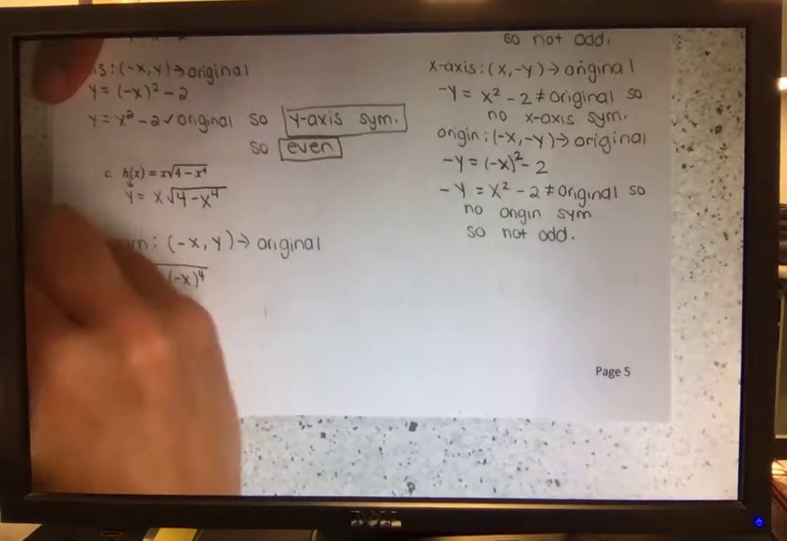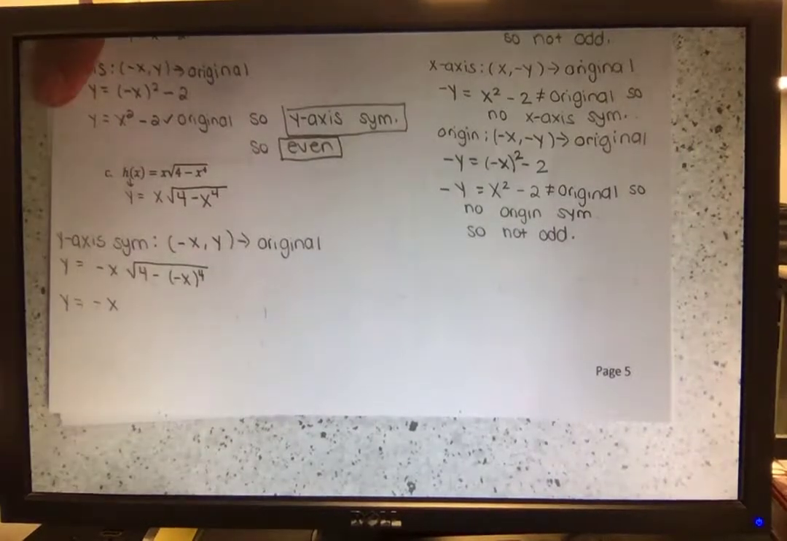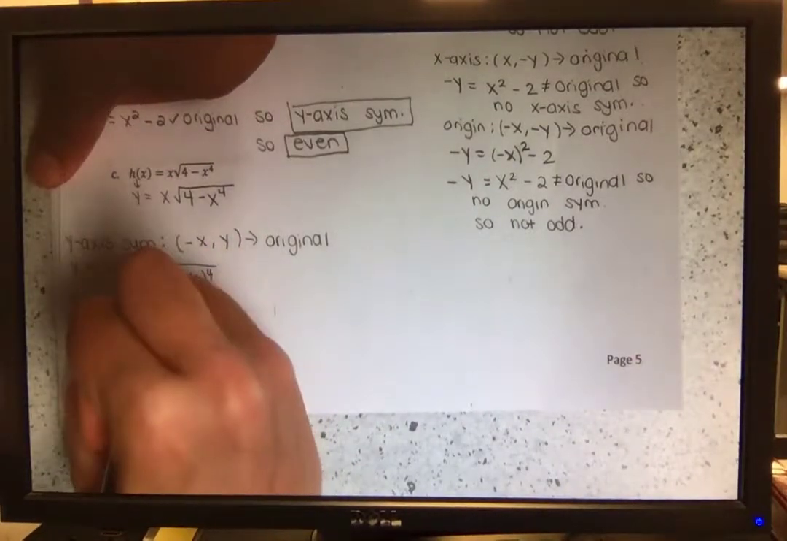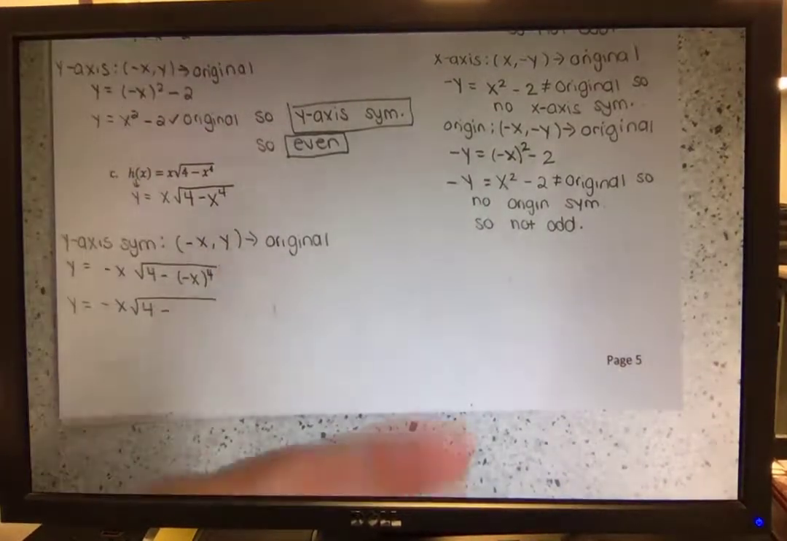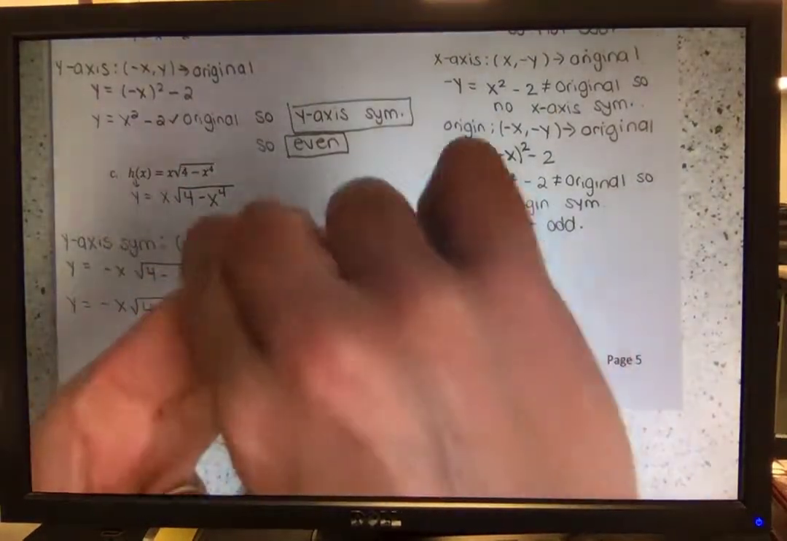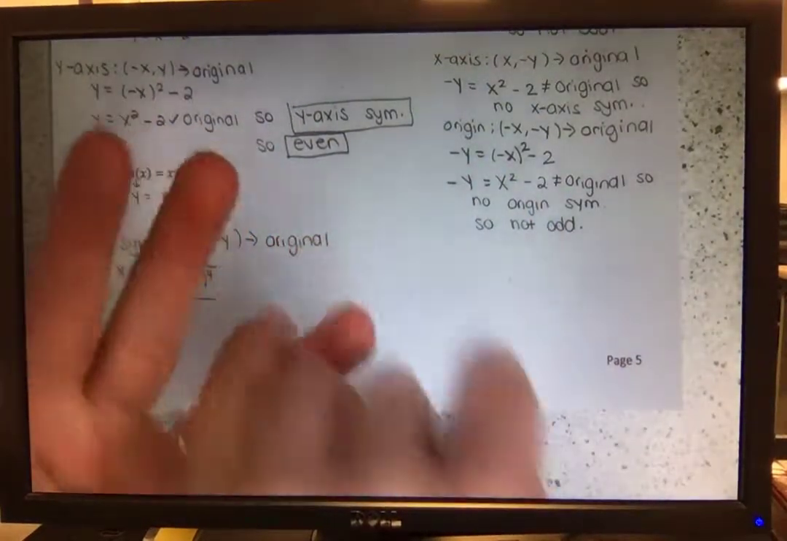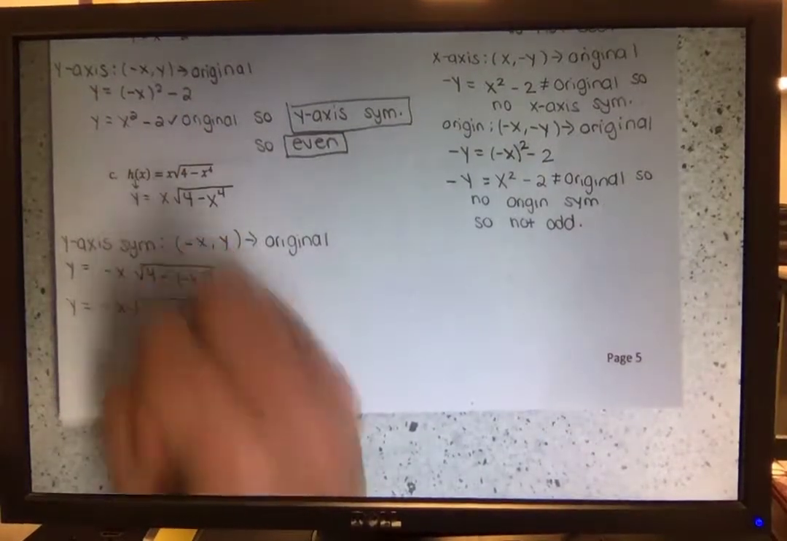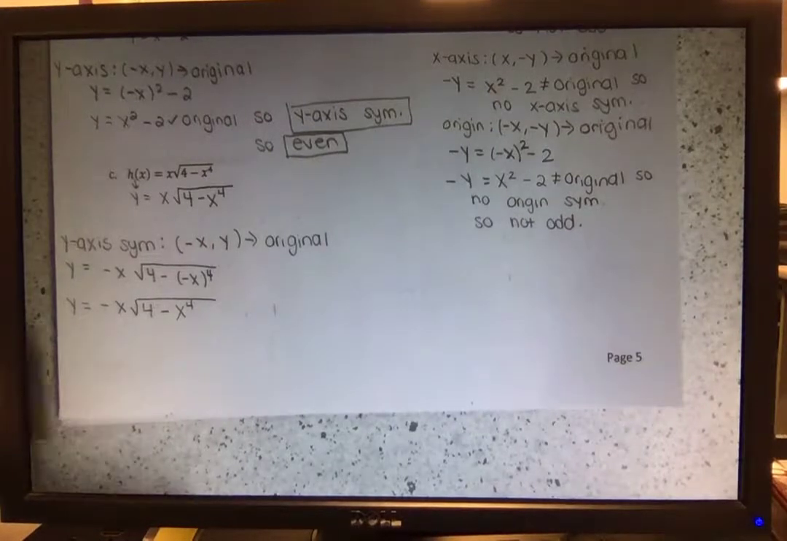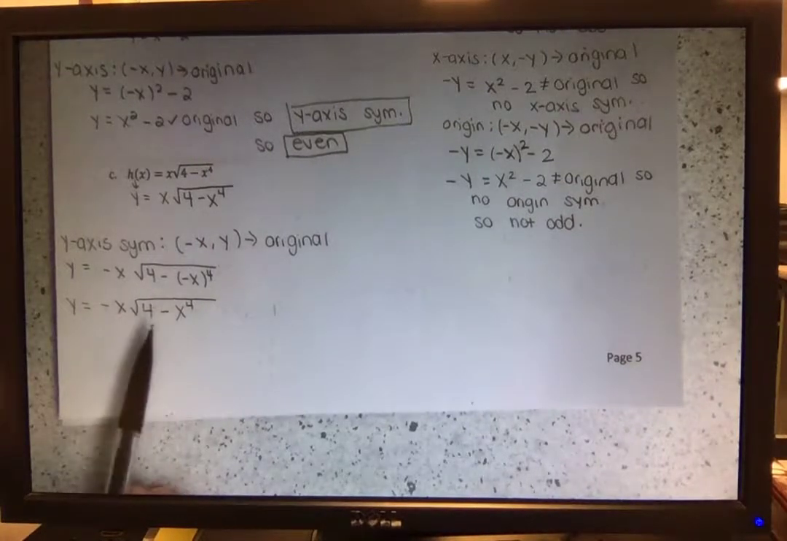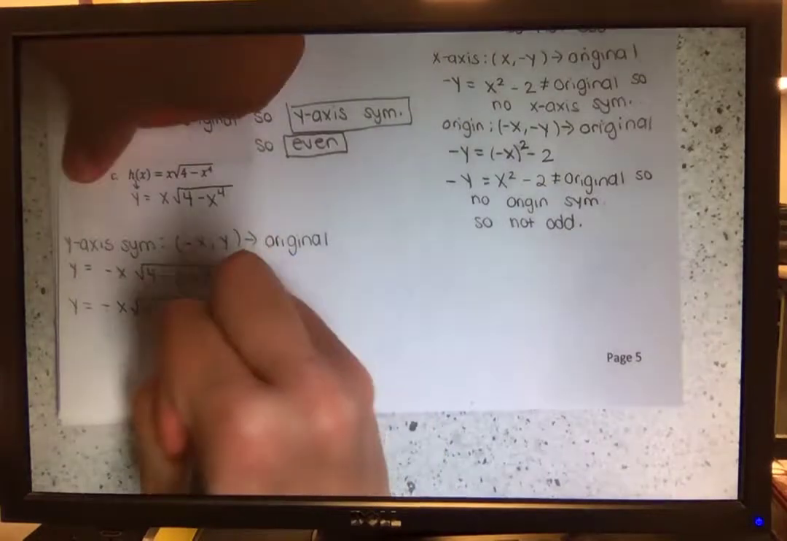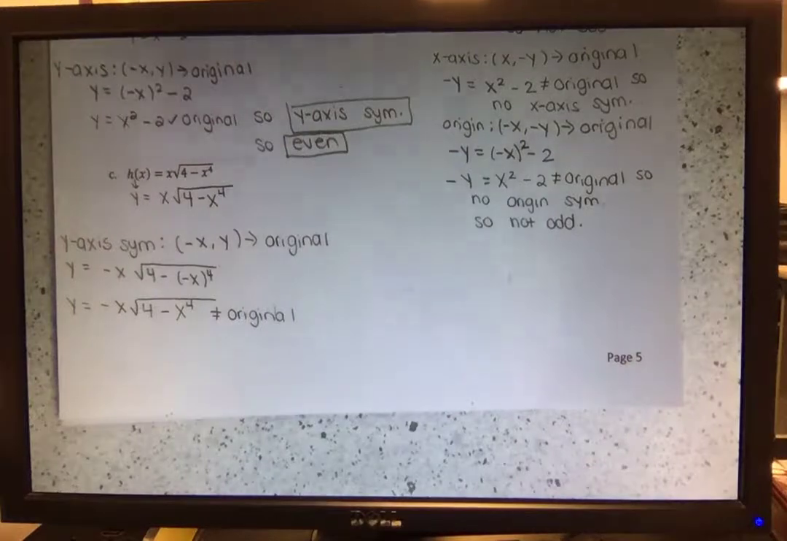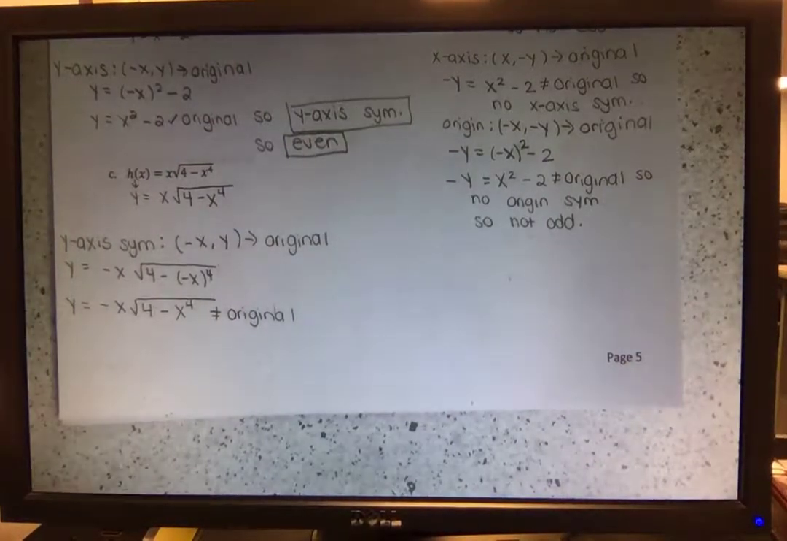So y equals, I can't do anything to get rid of this first negative in front of the x, so I'm just going to leave it negative x. The square root of 4 minus negative x to the 4th. So negative x times negative x cancel each other out. Negative x times negative x cancels out the negative. So this will give us positive x to the 4th power. So I'm left with y equals negative x square root of 4 minus x to the 4th. This is not the original. So that means it doesn't have y-axis symmetry, so it's not even.